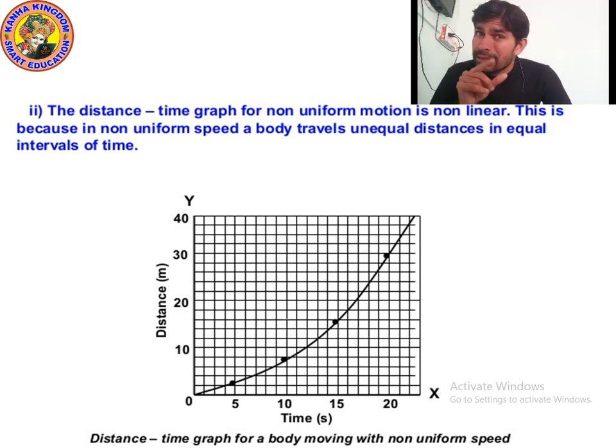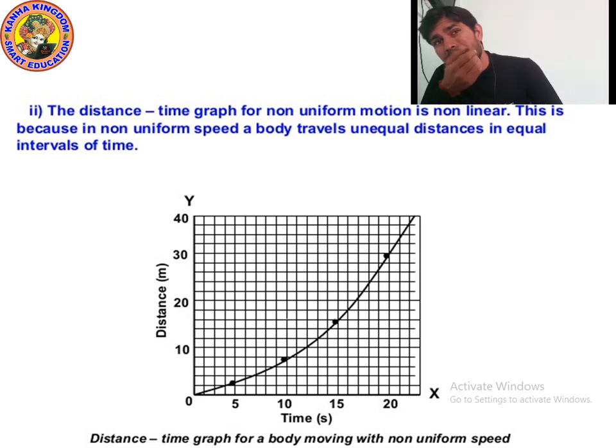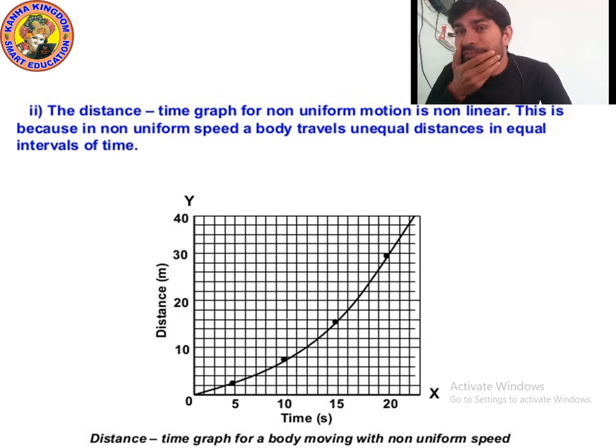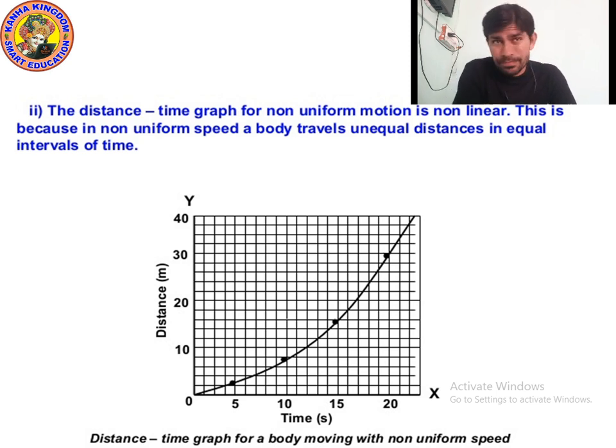So what is this? The time interval is the same: 0 to 5, 5 to 10, 10 to 15, 15 to 20. The interval is the same, but the traveling distance is different. In the first 5 seconds you travel only 1 meter, then in the next 5 seconds you travel 9 meters, a difference of 8, and in the next 5 seconds you travel 17 meters, again a difference of 8, but in the next 5 seconds you travel 29, a difference of 11, I think. So you are traveling unequal distances in equal intervals of time.